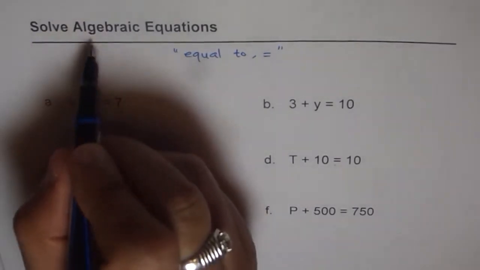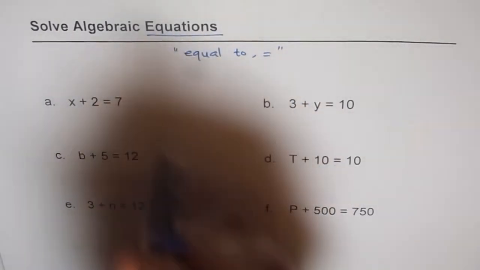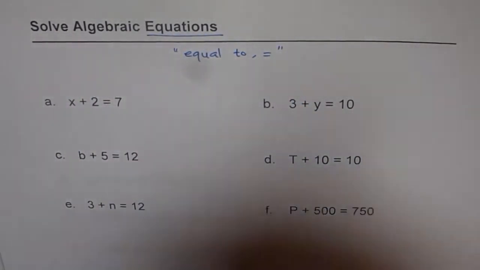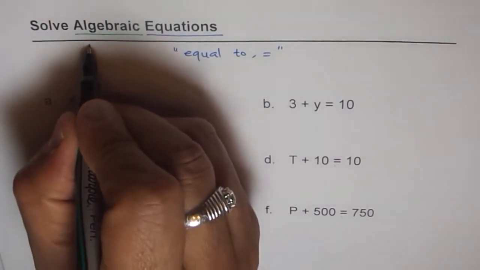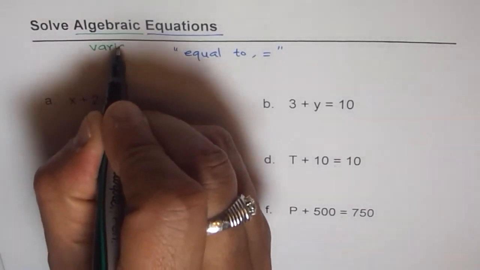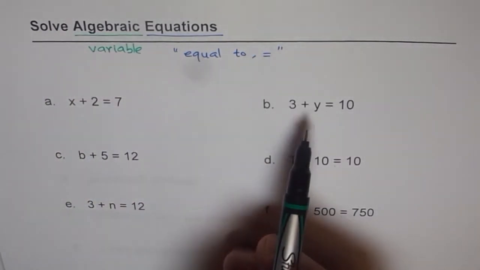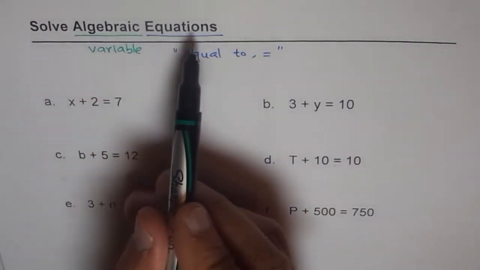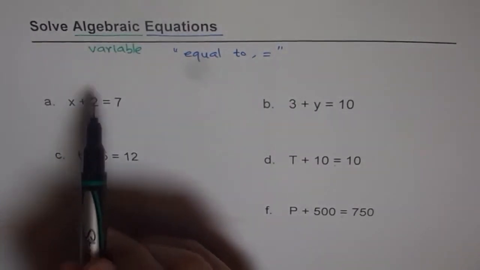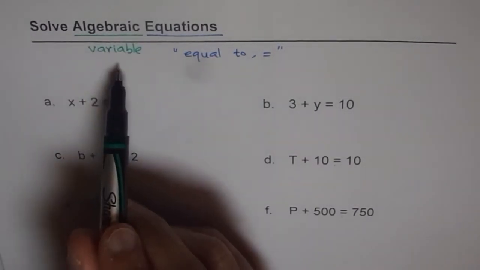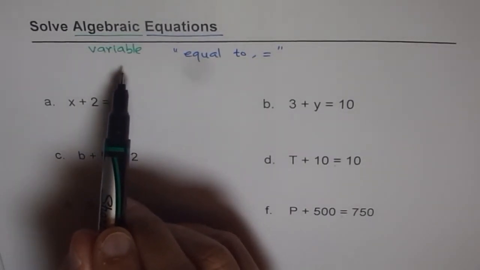Now another word here is algebraic. We have already told you the meaning of equation. Now let's highlight what algebraic means. Algebraic means we are talking about a variable. So if there is a variable in the equation, that means it is an algebraic equation. If the variable is missing, it cannot be called an algebraic equation. There could be more than one variable, but at least one variable is required, okay?